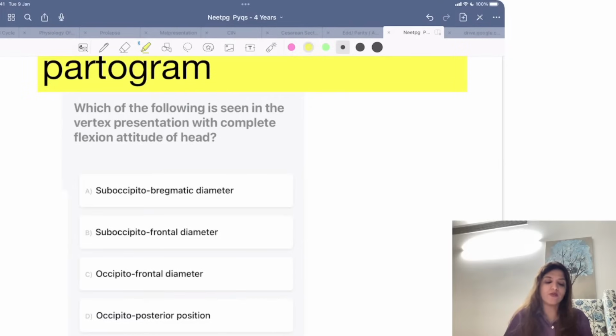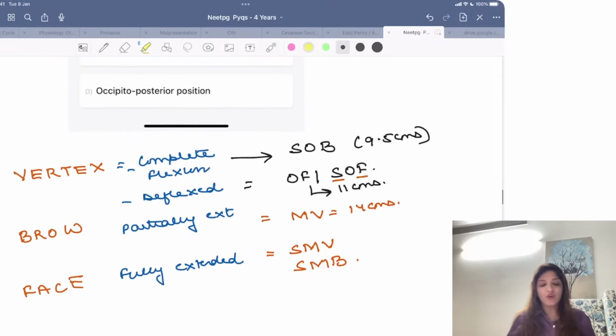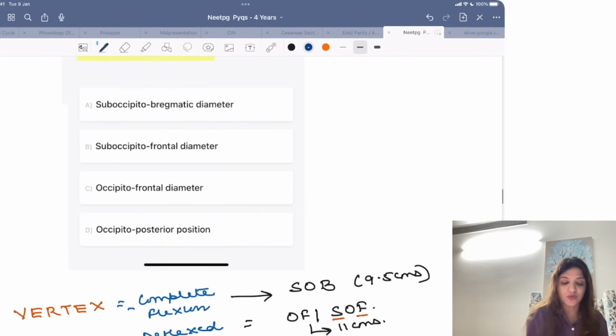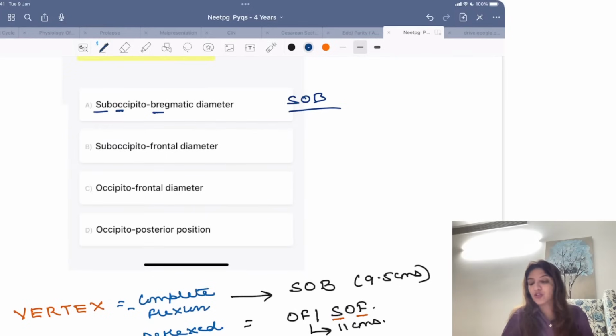Which of the following is seen in vertex presentation with complete flexion attitude of the head? Now, if you are my student from Marrow or from GSOG classes, I always tell you, if the head of the baby is completely flexed, right? Have you seen babies crying? When babies cry, they cry like this. They flex their head and then they cry. What is the other name for crying? The other name for crying is sobbing. So when the head of the baby is completely flexed, the diameter which you see is SOB, suboccipitobregmatic diameter, which is 9.5 centimeters.